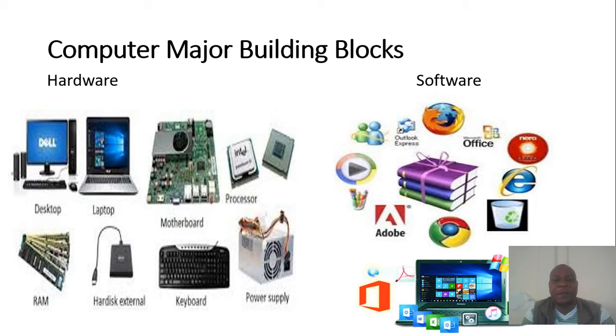Now we move on to the major building blocks of a computer. The computer is made up of 2 major building blocks, that is the computer hardware and the computer software. From the left hand side, you see the computer hardware. There's a desktop computer, a laptop, a motherboard, a processor, a power supply unit, the keyboard, hard drives, memory modules, abbreviated as RAM for random access memory. All those are examples of computer hardware. Now on the right hand side of your screen, you see browsers, Internet Explorer, Adobe Reader, media players, email applications, Microsoft Word, Microsoft Excel, Microsoft Outlook. All those are examples of software.